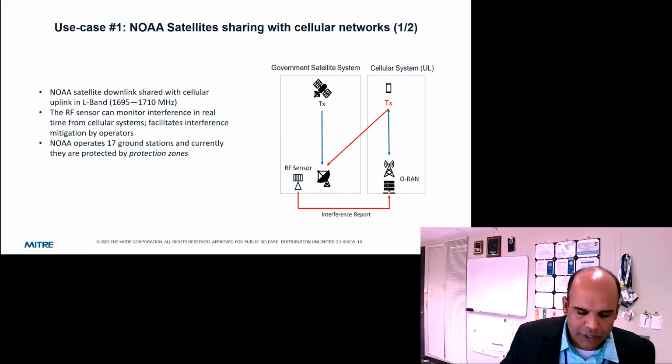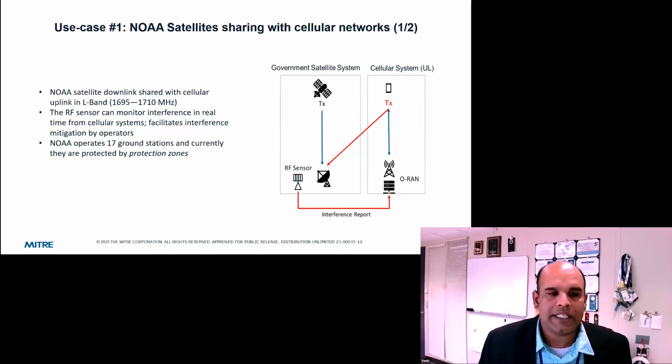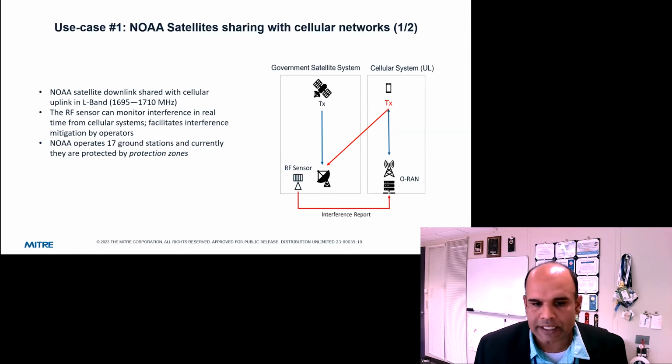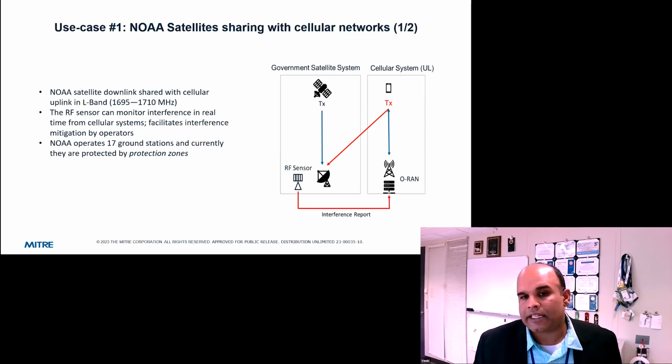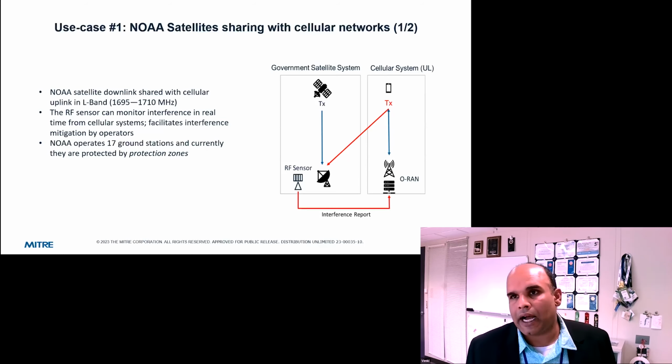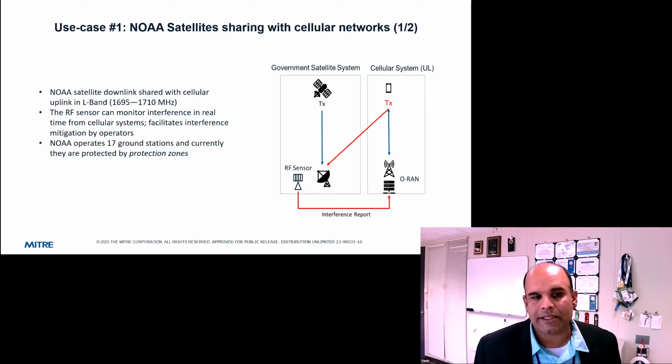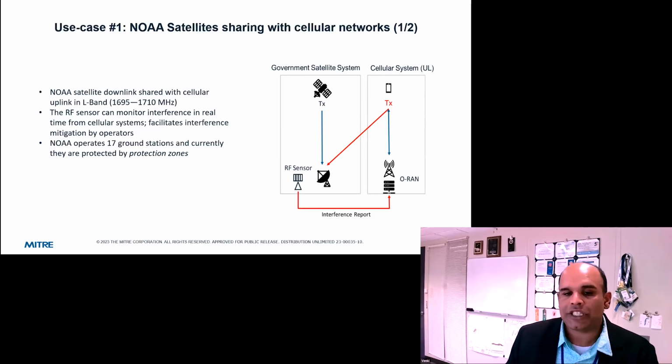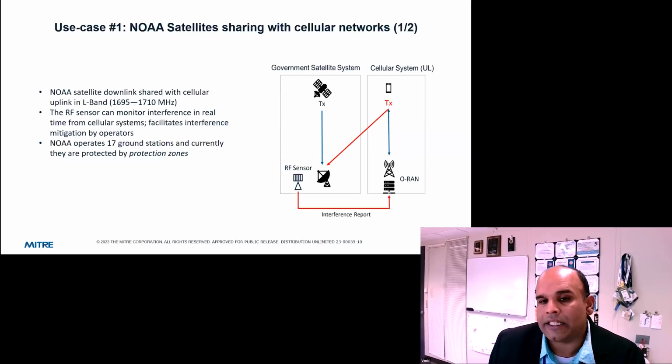So now I'm going to get to the two use cases that I mentioned. One is a use case where there is a sharing between a government satellite system and a cellular system that is sharing the L-band with the uplink of the cellular. So the government satellite system is using L-band to transmit the meteorological data to a ground station, and the cellular system is using that same band to transmit the uplink from the user to the base station. So obviously, the transmissions of the uplink can cause interference to the downlink of the satellite system.